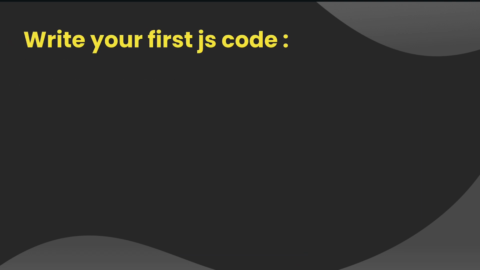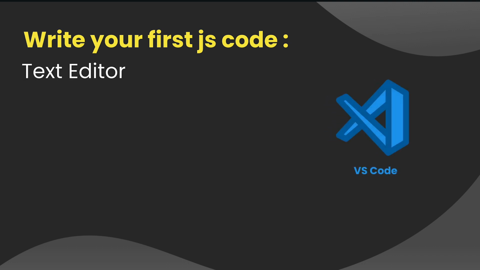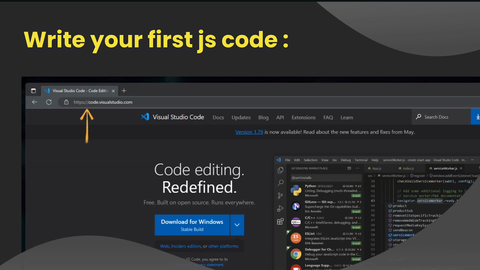Now how will you write your first JavaScript code? For writing your first JavaScript code, you need a JavaScript file ending with the .js extension. You also need a text editor. I'll recommend using VS Code here. If you don't have VS Code installed on your machine, you can always download it from code.visualstudio.com.